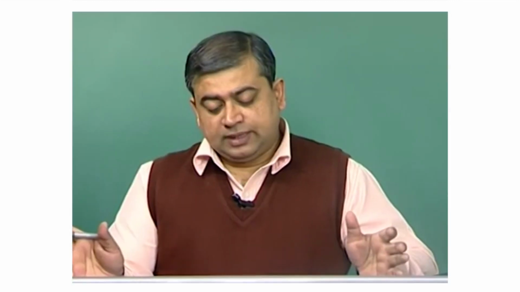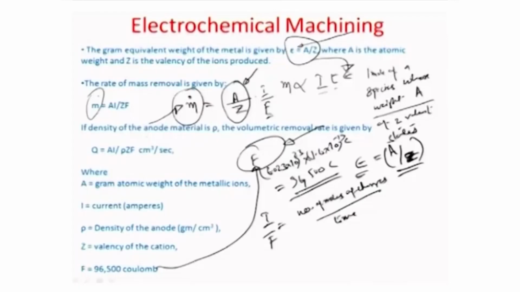So, if you include the density factor rho of the anode in grams per centimeter cube, the mass flow rate and density equated together would result in the volume flow rate. So, Q is actually m dot by rho, which is equal to A I by rho Z F, and this is in centimeter cube per second. This is the volume rate of removal of a material in an electrochemical process.